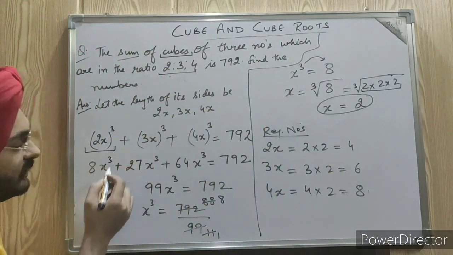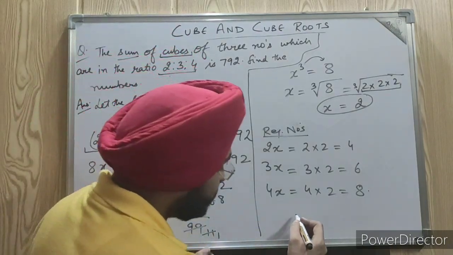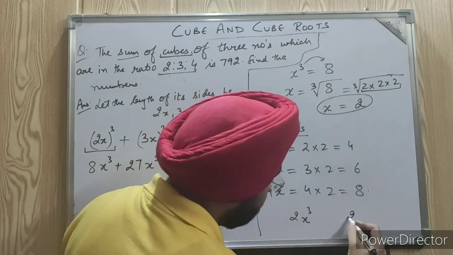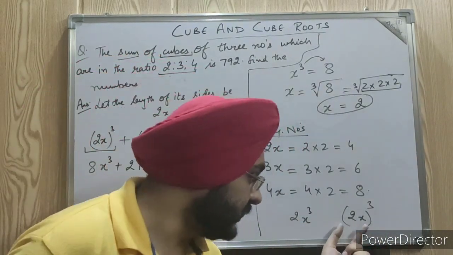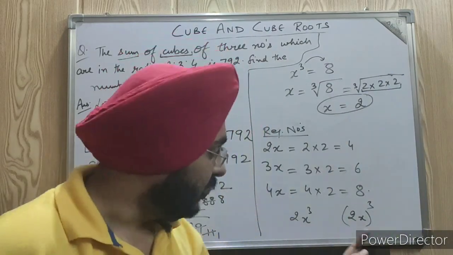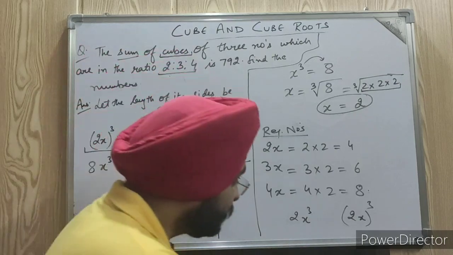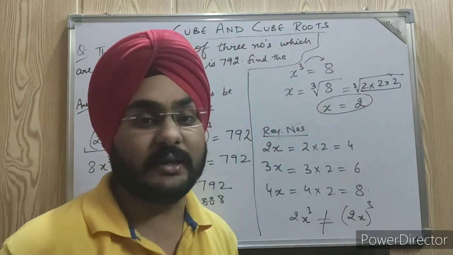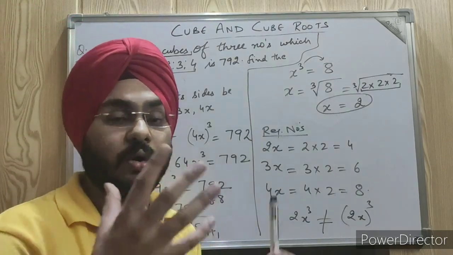You have to take the cube of 2x, not 2x cube. These two are different things. This one is 2x cube. This one is 2x whole cube. On solving, you will be getting it as 8x cube, and this we are having 2x cube. So these two are not equal things. Keep these things in mind. You have to take the cube of the whole number here.